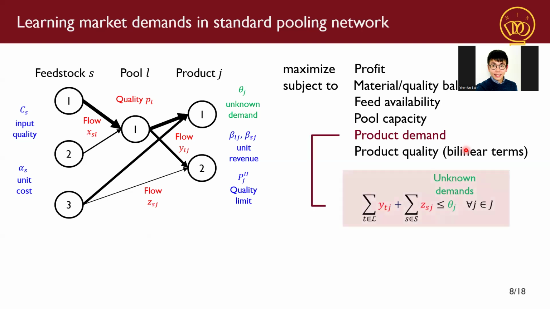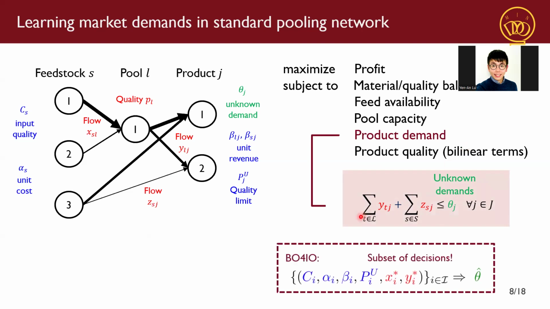And in this case, I will assume that the product demands of the market are actually unknown. Then we want to apply our BO4IO algorithm with a set of synthetic data to estimate the unknown market demands. And here I want to highlight that we only use a subset of decisions to estimate unknown parameters. In other words, our algorithm doesn't require using all the decision variables inside our optimization problems.